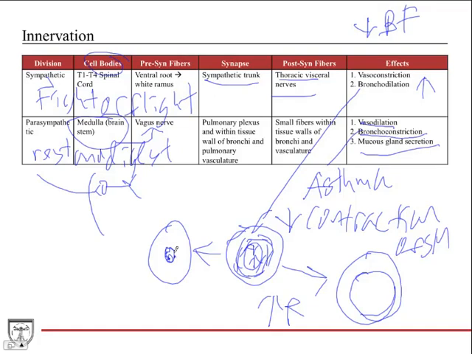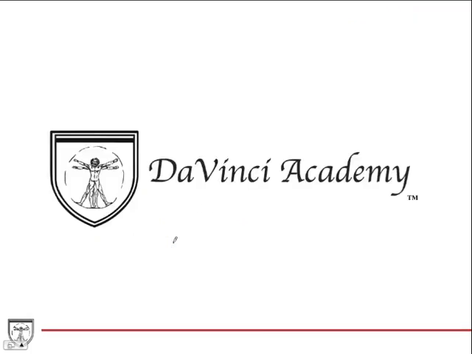Now, in a normal person, you can have parasympathetic stimulate mucus gland secretion, and that's a totally normal process. That's not going to kill you or make you short of breath or anything. It's just a normal physiological process that happens as a result of parasympathetic stimulation. And that concludes our discussion of the lung anatomy. In the next lecture, we're going to talk about the clinical pearls relevant for the lungs.